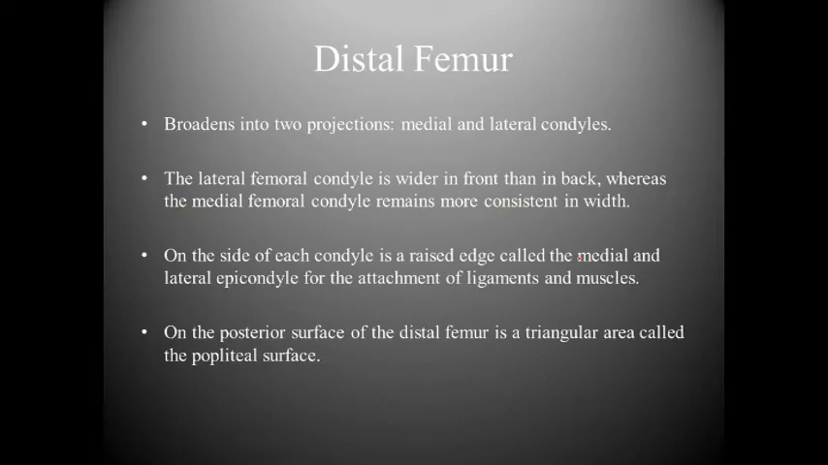So that brings us to the distal femur. As we can see, the distal femur broadens into two projections, the medial and lateral condyles. The lateral femoral condyle is wider in front than in back, whereas the medial femoral condyle remains more consistent in width. On the side of each condyle is a raised edge called the medial and lateral epicondyles, which are there for the attachment of ligaments and muscles. On the posterior surface of the distal femur is a triangular area called the popliteal surface.